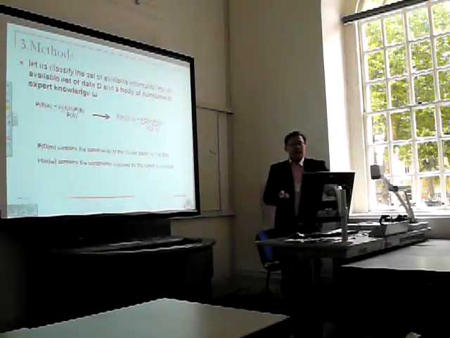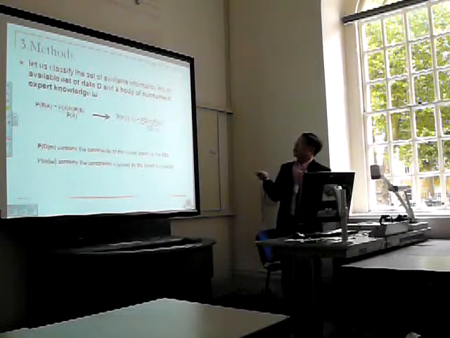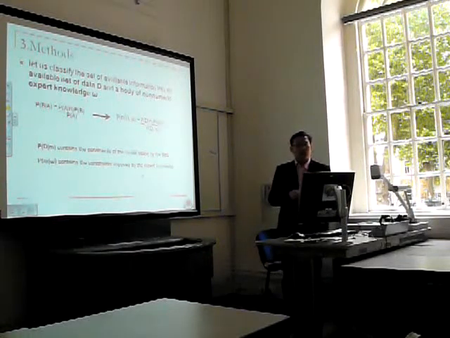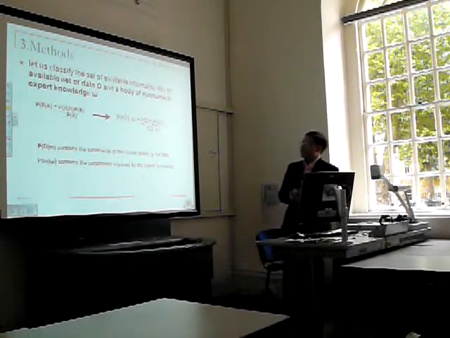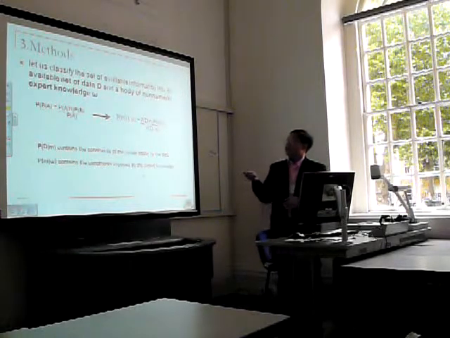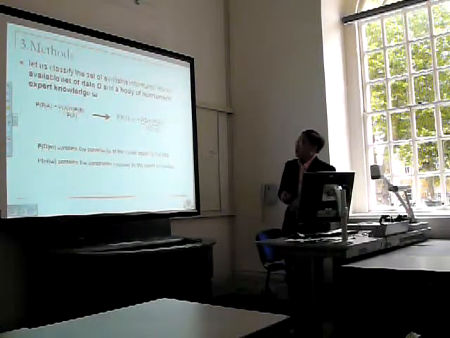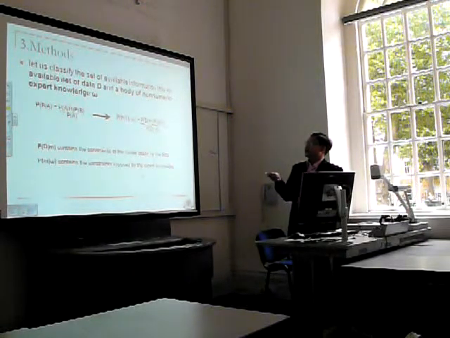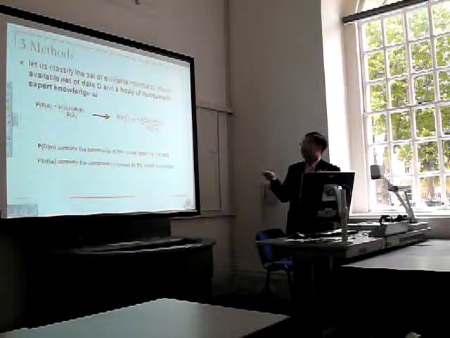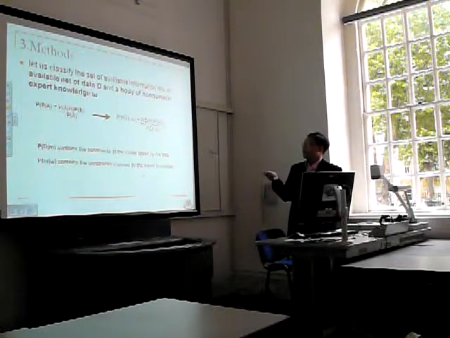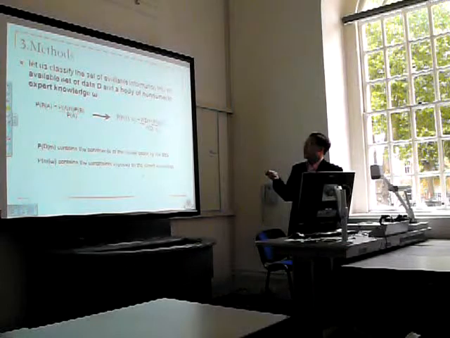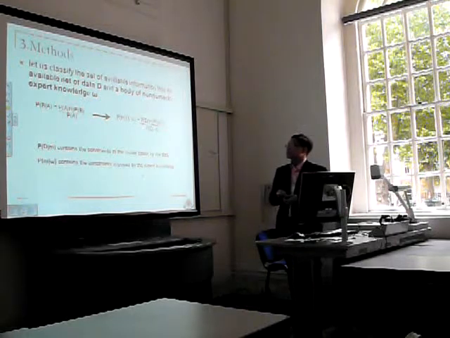Next, let me classify the set of available information into an available set of data D and a body of non-numeric expert knowledge omega. Bayes' rule gives P(B given A) equals P(A given B) times P(B) divided by P(A). Now let me consider A as the set of data and the body of non-numeric expert knowledge omega. Now the formula becomes P(D given M) times P(M given omega) divided by P(D given omega).